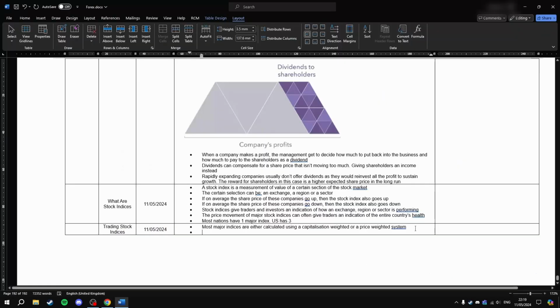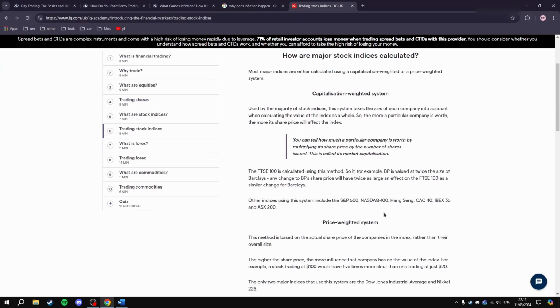Capitalization weighted system. Used by the majority of stock indices, this system takes the size of each company into account when calculating the value of the index as a whole. So, the more a particular company is worth, the more its share price will affect the index.